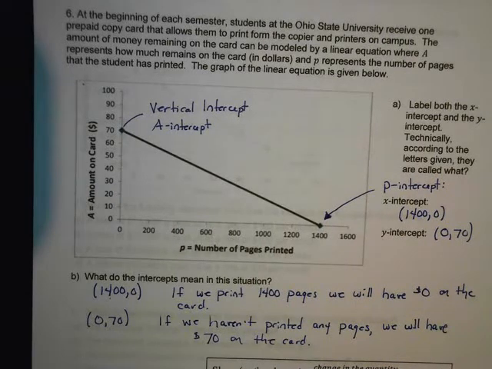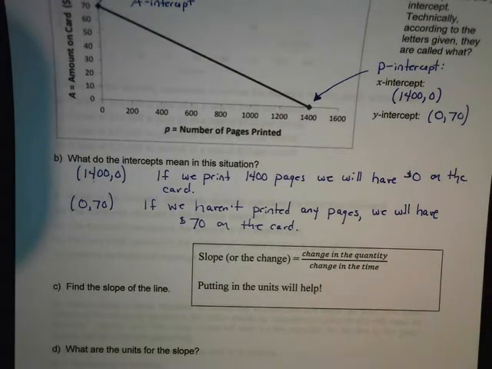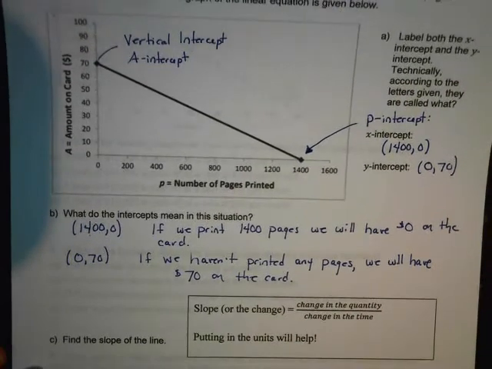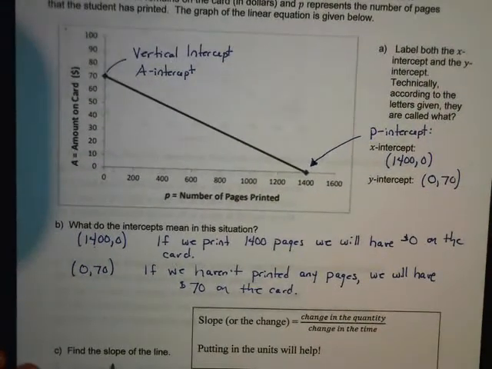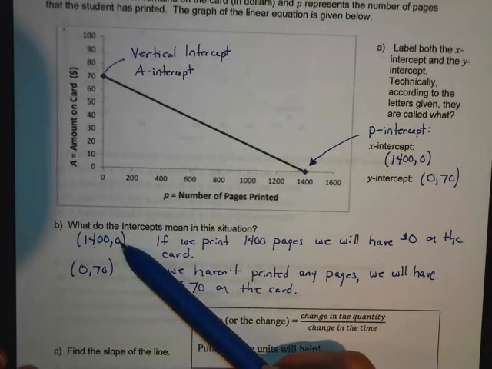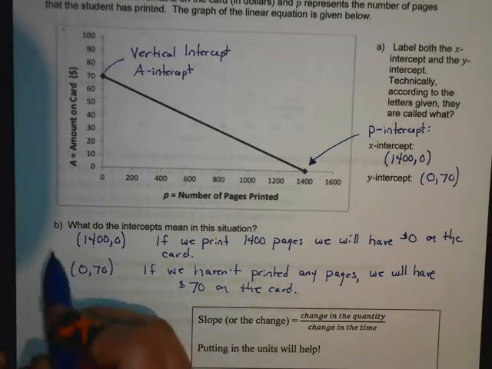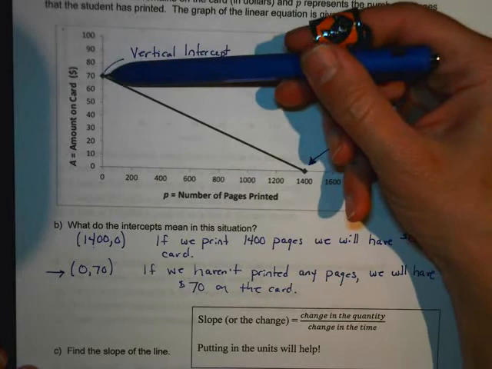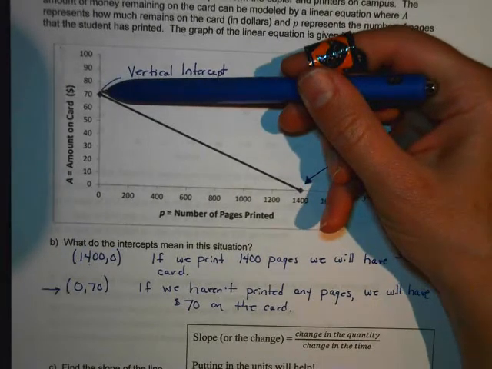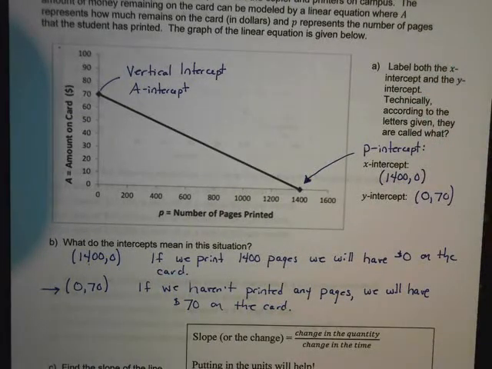To find the slope, and this formula will be on your final. You don't have to memorize this. It's the change in the quantity over the change in the time. Remember, it's the change. So, it says find the slope of the line. Well, what is the change? So let's look at this. So the y value. What's the change in the y value? We start at 70 at the beginning of this graph, and we go down to 0. So the change in the quantity is negative $70.